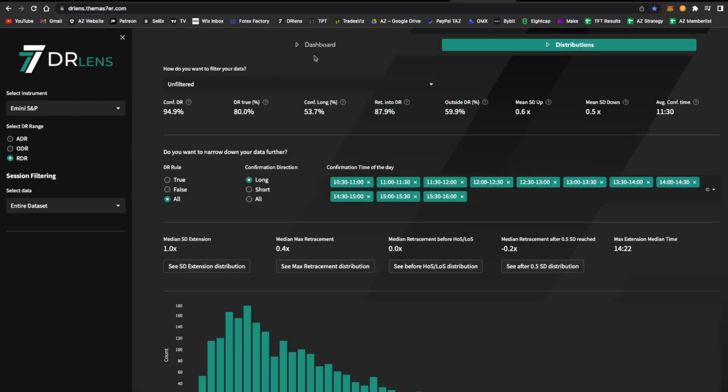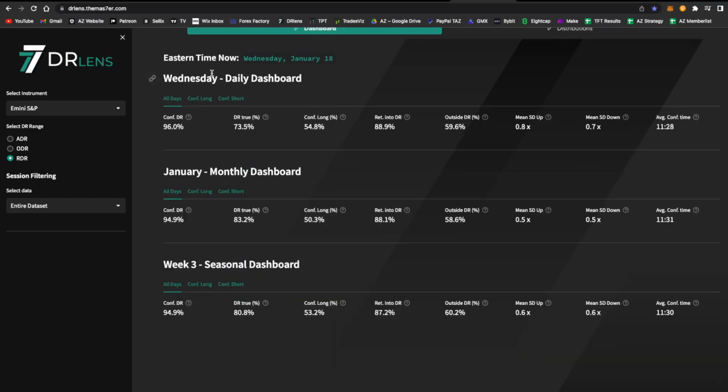But overall, the stats for Wednesday, the daily dashboard over all Wednesdays in that database: for the IDR, 96% of the times over the past 20 years, we had confirmed DRs. 73.5% of them hold true and were not invalidated. So a 73.5% chance that either the high or low of the DR is going to be the low or high for the session.